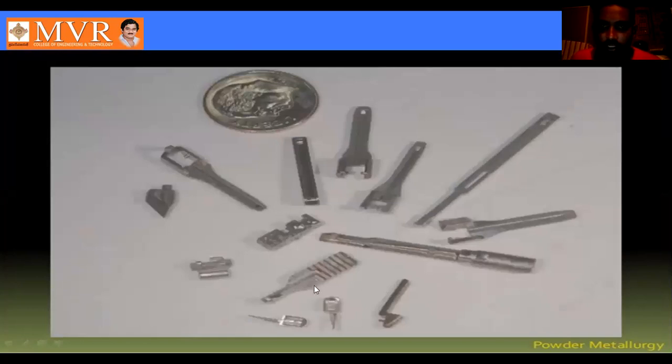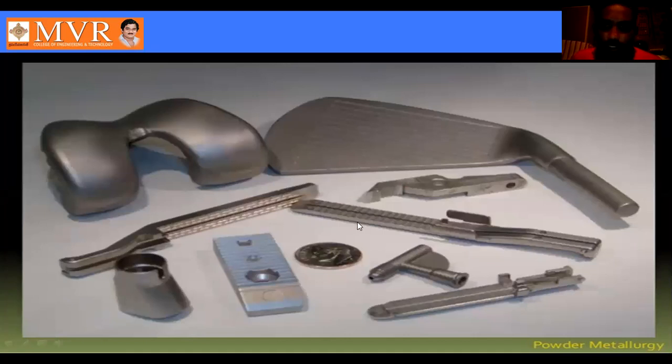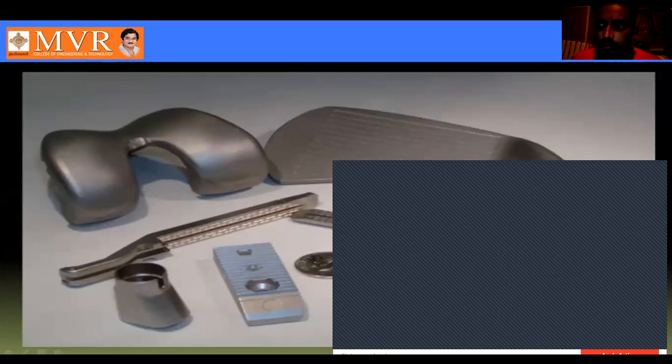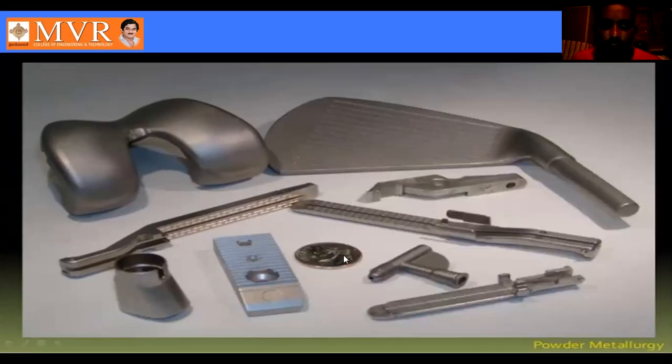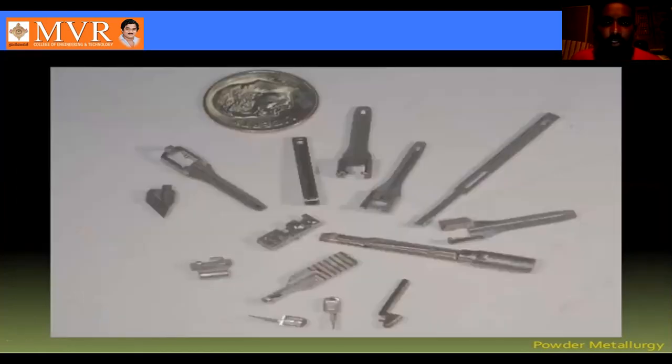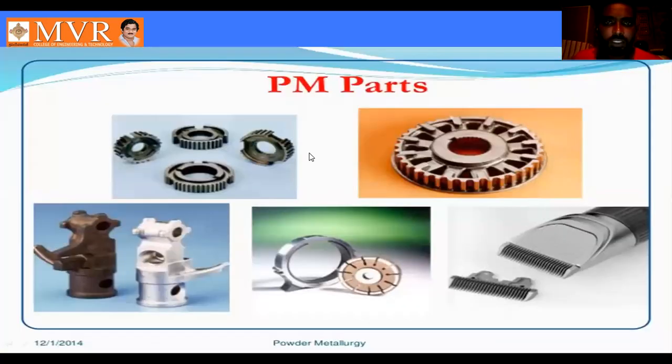The objects are not the same. See here, different types of objects. These are one shape and size, another is a different shape and size, and another one is also a different shape and size. These parts are not the same, different types of objects. Here also you can see different types of objects, made by using powder metallurgy.